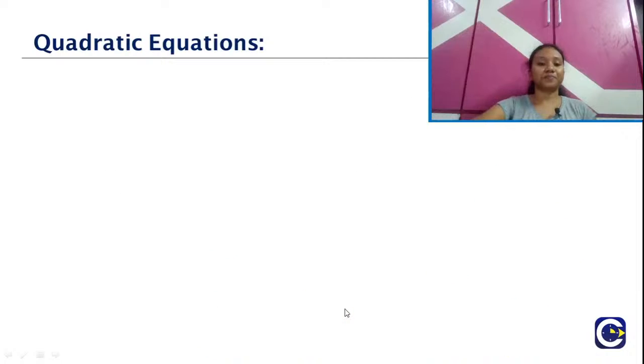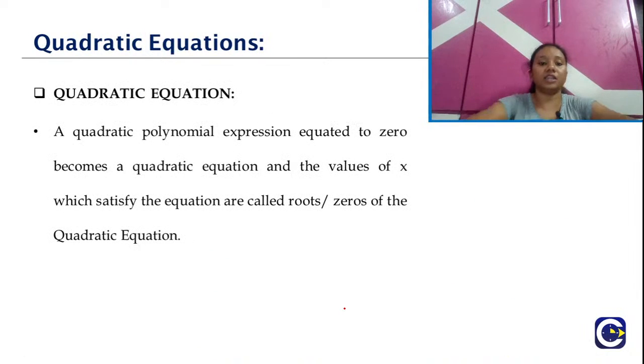So let's see what a quadratic equation actually is. Any quadratic polynomial expression, if it is equated to 0, turns out to be an equation. Basically, what is an equation? Anything equated to 0, right? So if we equate the given quadratic polynomial expression to 0, it turns out to be a quadratic equation, right? So initially, what is our quadratic polynomial? We have seen ax square plus bx plus c.